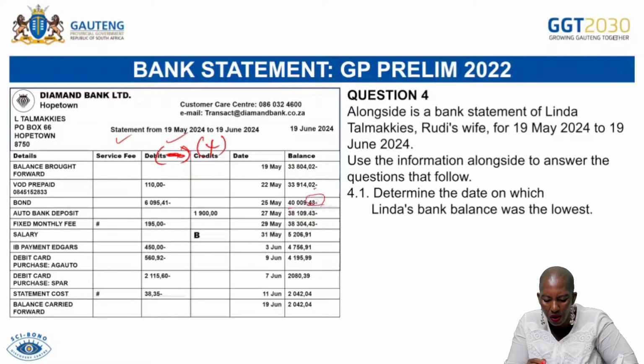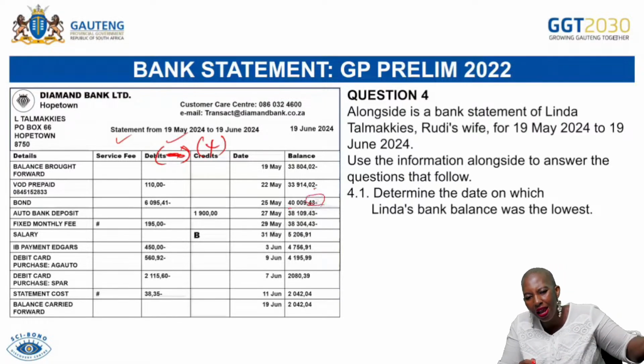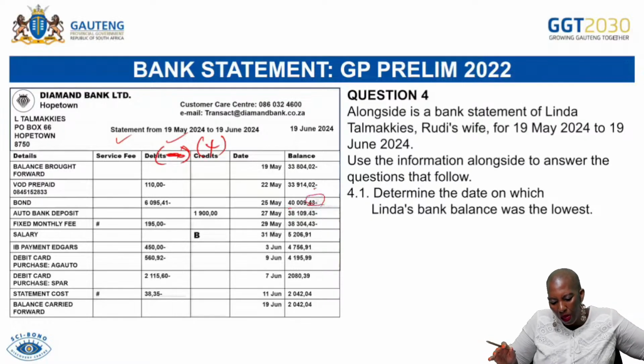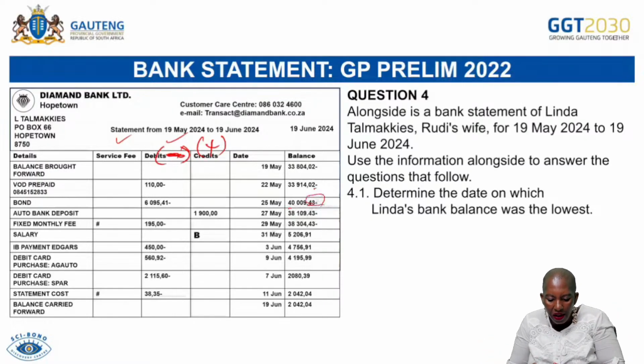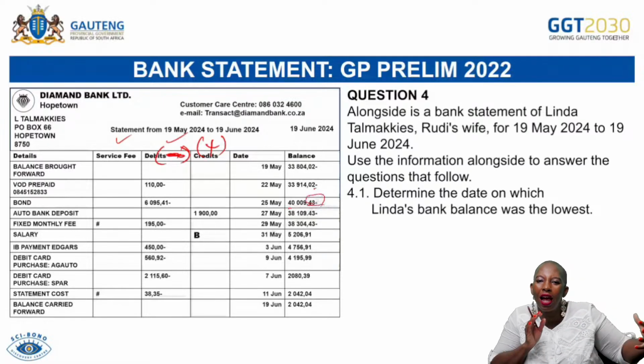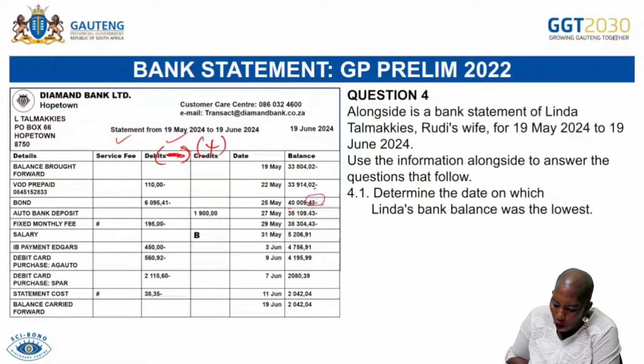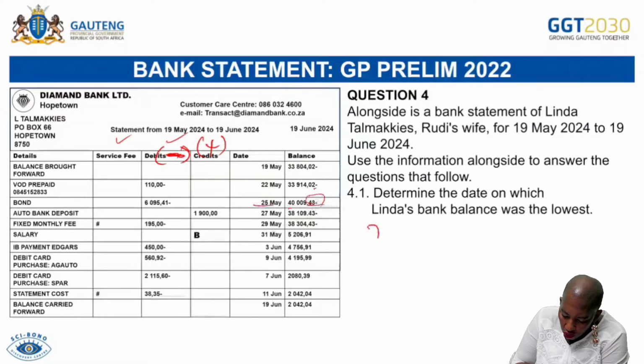So when we say lowest, we mean the further the amount is from the positive amount, the lower it is. So now if they pay the salary of 30,000, for example, and then I'm owing minus 40,000, it means minus 40,000 is the lowest. But if I'm only owing them 25,000, it's better, but 40,000 is more. So on which day? It is on the 25th of May.